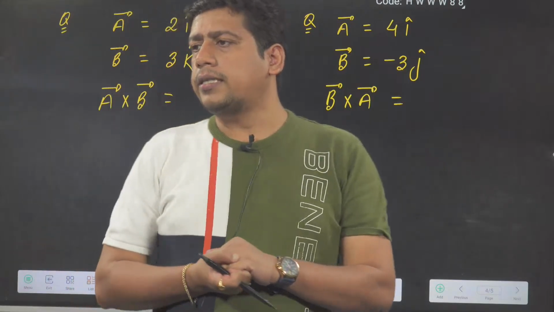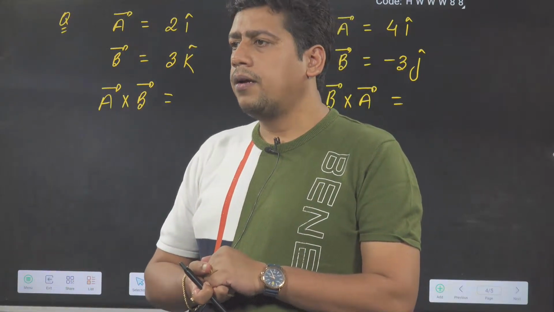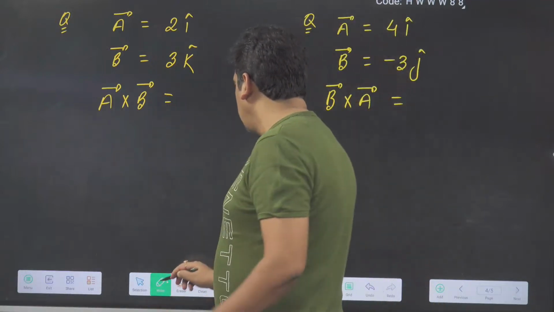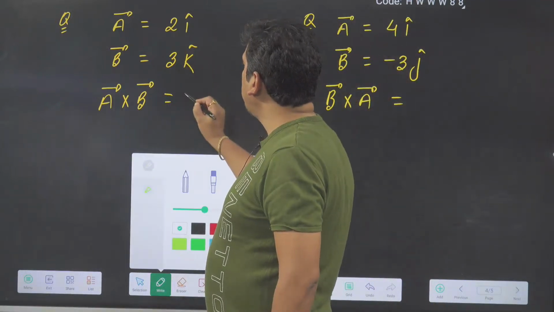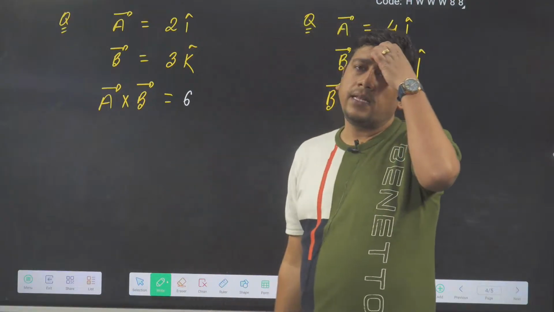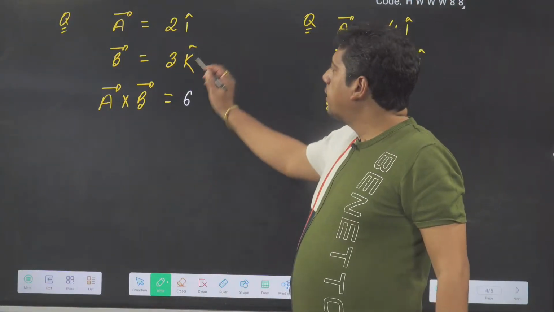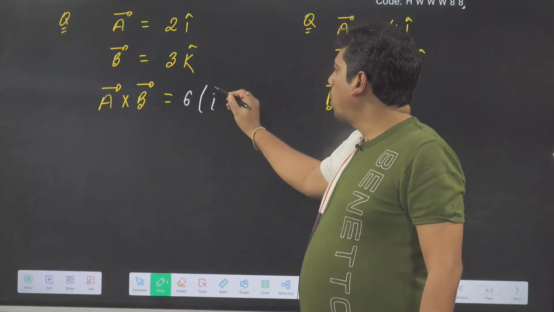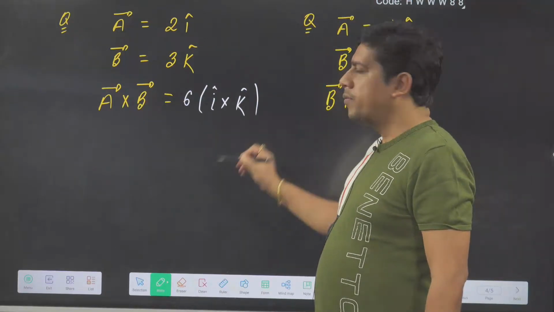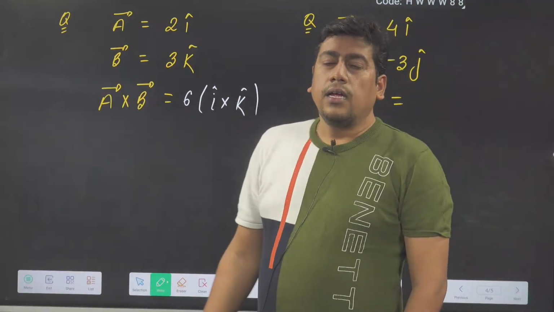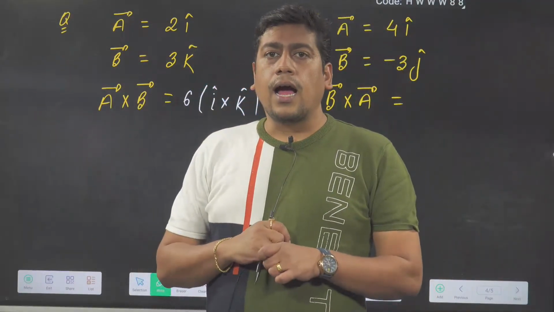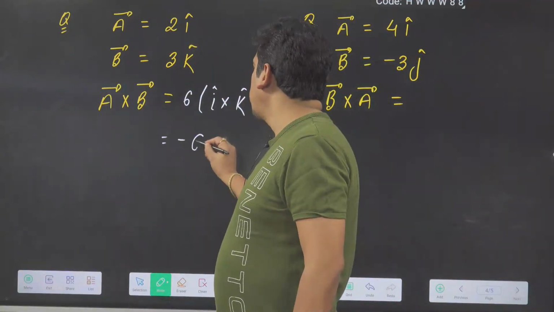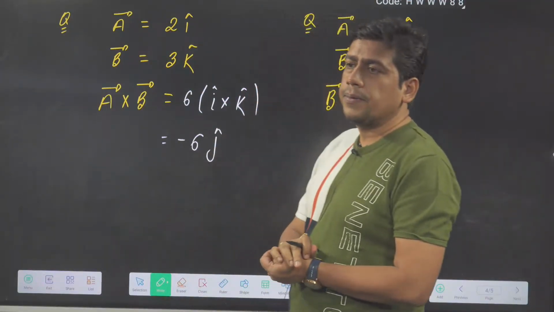Minus 6j cap is the correct answer. So how to do it? Simple. First you multiply the numbers, 2 into 3, 6. Then focus here, A cross B. That means you have to do I cross K. K cross I is with the cycle, I cross K is opposite to the cycle, so it will be minus J. So it will become minus 6J cap.